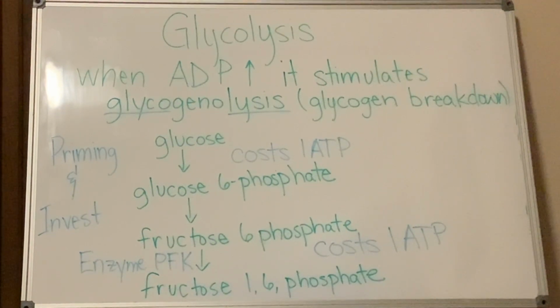The important information for you to remember here is that it costs ATP to go from glucose to glucose 6-phosphate, and it also costs 1 ATP to go from fructose 6-phosphate to fructose 1,6-phosphate. The last point of emphasis here is to remember that the enzyme PFK is in charge of the reaction between fructose 6-phosphate and fructose 1,6-phosphate. This will come back later when we talk about rate-limiting enzymes for glycolysis.